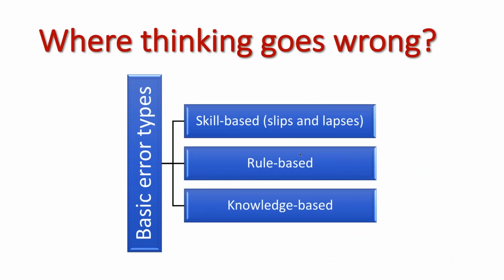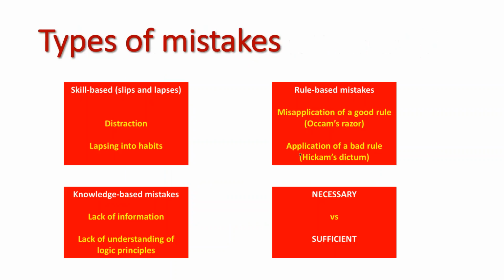So where does thinking go wrong? There are three basic error types that we make. They can be divided into skill-based errors, which are slips and lapses. The second is rule-based errors, and the third is knowledge-based errors. So what are these types of mistakes? Slips and lapses, or skill-based mistakes, take place because we often get distracted, or we lapse into habits. That occurs by being lazy.